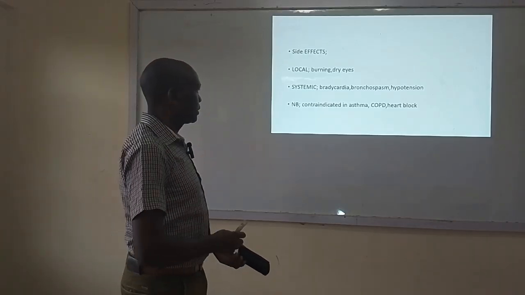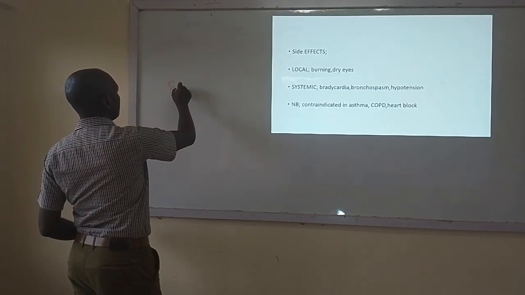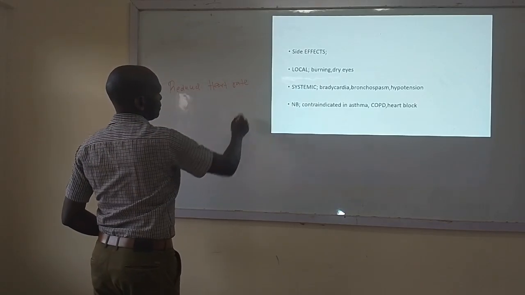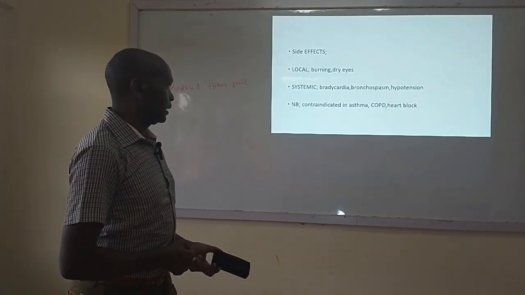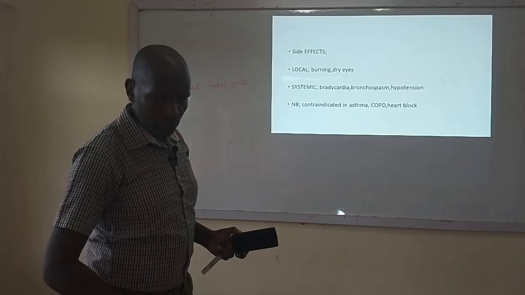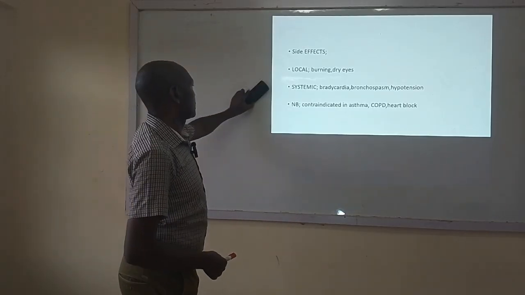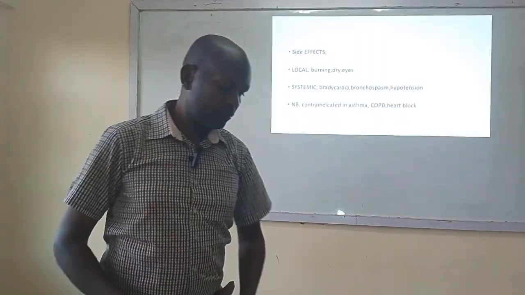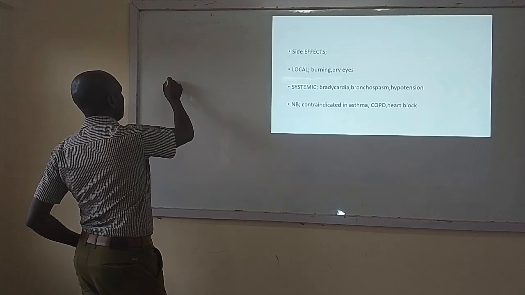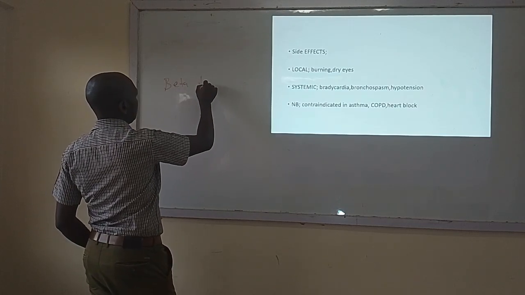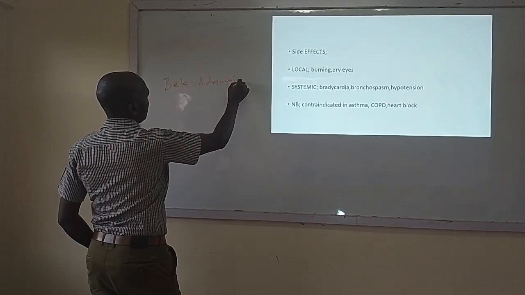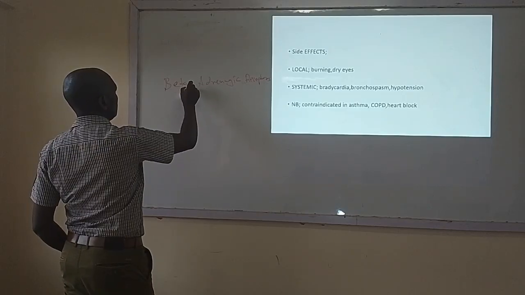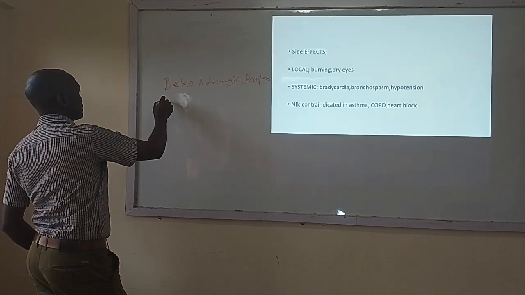Bradycardia, we said, is just reduced heart rate. What you need to note is the beta blockers are contraindicated in asthmatic patients. Remember, the beta adrenergic receptors, particularly beta 2, are also found in the lungs.